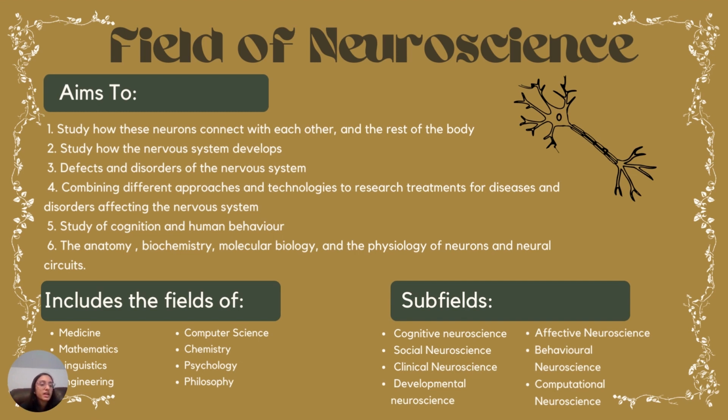Neuroscience is an interdisciplinary field and lies closely with other fields such as medicine, mathematics, linguistics, engineering, computer science, chemistry, psychology, and even philosophy. There are many subfields of study inside the vast field of neuroscience. The main subfields include cognitive neuroscience, social neuroscience, clinical neuroscience, behavioral neuroscience, developmental neuroscience, affective neuroscience, and computational neuroscience. We will cover more about each of these fields in depth in our next lectures.